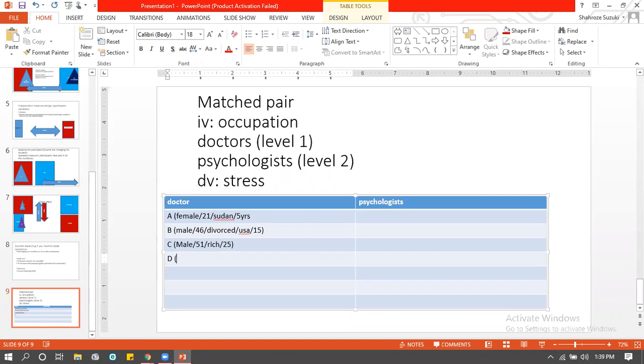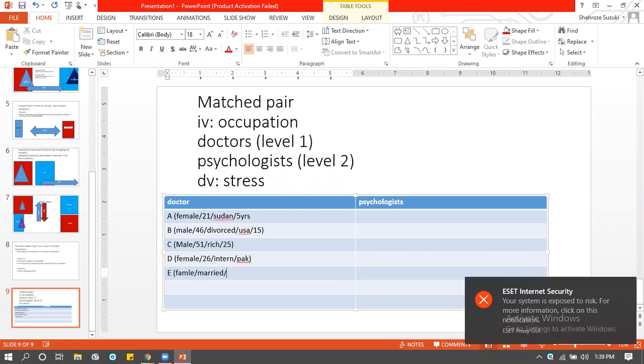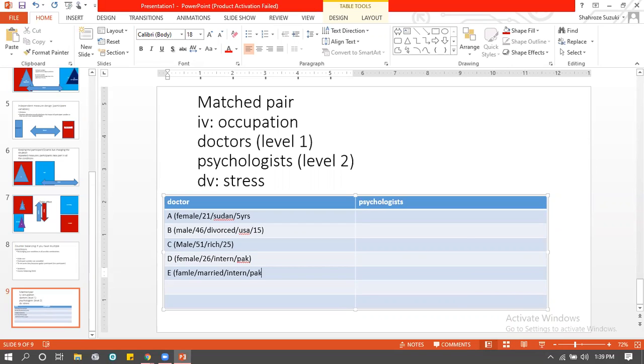D is female again. She's 26, an intern from Pakistan. Person E is female, married, and is also an intern and comes from Pakistan. So that's your doctors. For psychologists, the first person is going to be male. He has a PhD, comes from USA, has 20 years of experience, and is 41 years old.